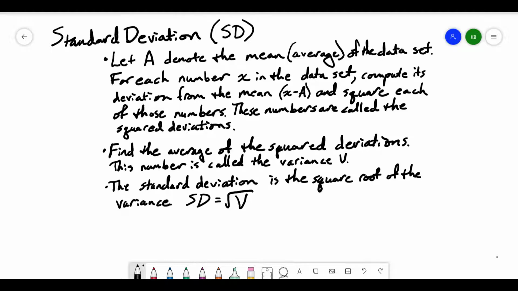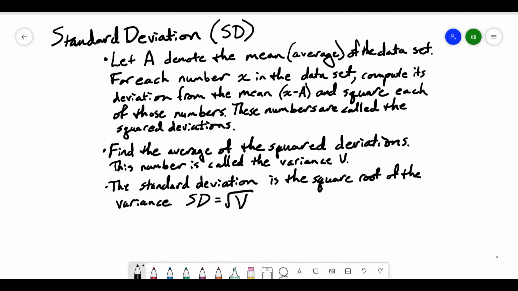So we're going to square these numbers, and we're going to now have this collection of squared numbers, and what these are called is squared deviations. So now that you have this collection of squared deviations, one for every number in your data set, you're going to find the average of the squared deviations. So that means you're going to add them all together, and you're going to divide by the number of data points in your data set.